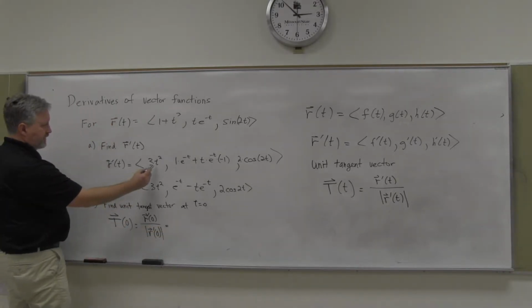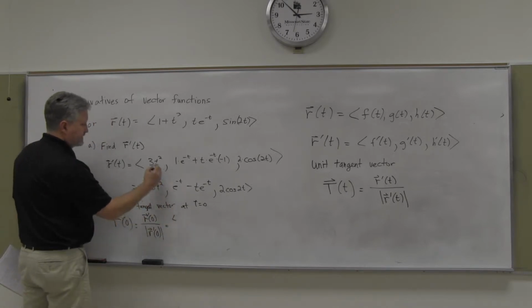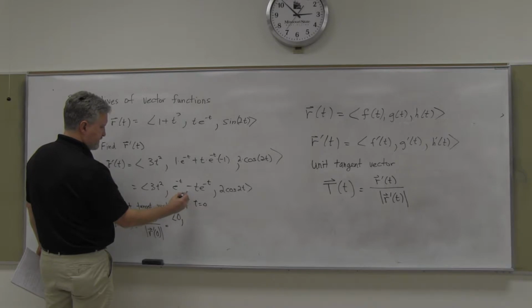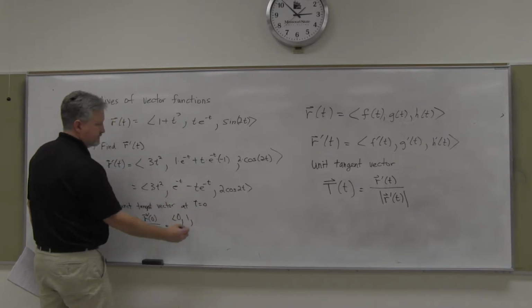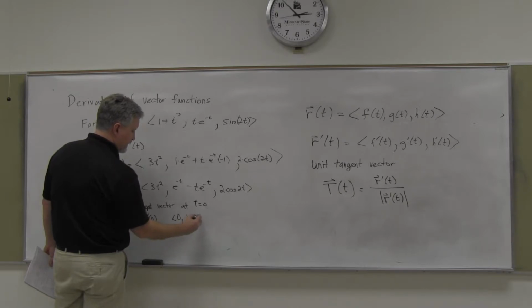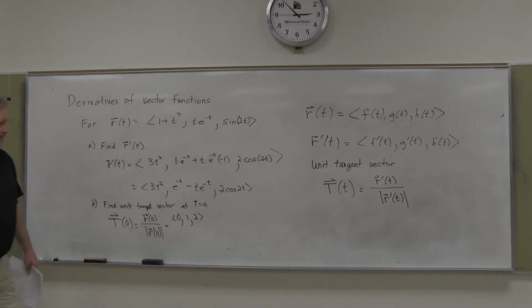Well, r prime of 0 is nice. It's 0, 1 minus 0, so it'd be 1, and then 2 times cosine of 0, so that's 2. Right? With me there? All right? Do that: 0, 1, 2.